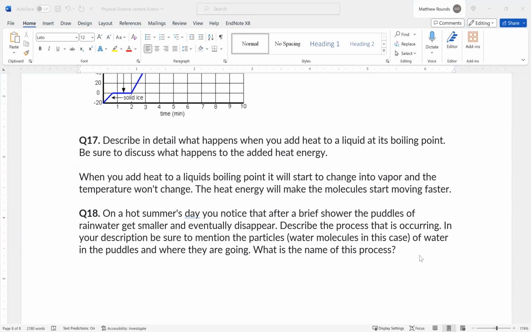Okay, any questions on that? How to answer that? You've kind of already answered this a couple of times already. I did. Well, I mean, it's liquid water. The water doesn't necessarily boil, but it's evaporating. Evaporates, yeah. And so that's the name of this process.